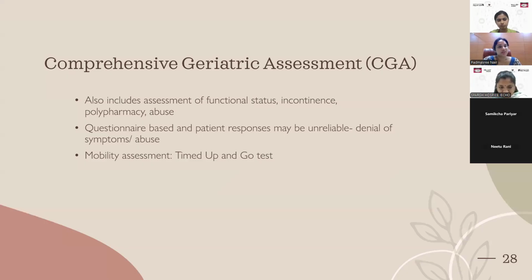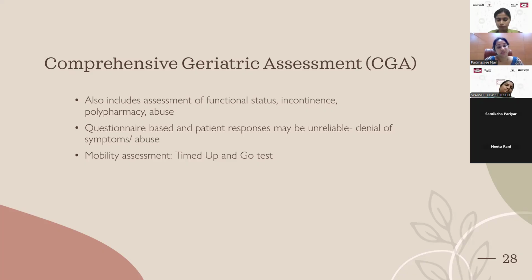Coming to the second tool that we have, the comprehensive geriatric assessment. This is more or less similar to the ICOPE assessment. The only additional things added in the comprehensive geriatric assessment are the assessment of functional status, whether the person has incontinence, whether there is polypharmacy, and whether there is any abuse, not just elder abuse, but also substance abuse. The drawback of this one is that it's a questionnaire-based assessment. So patient responses may be unreliable, especially if the person is in denial of their symptoms. For example, due to the associated shame, some patients may not be willing to accept that they have incontinence, or they may be too afraid to accept that they are being abused.